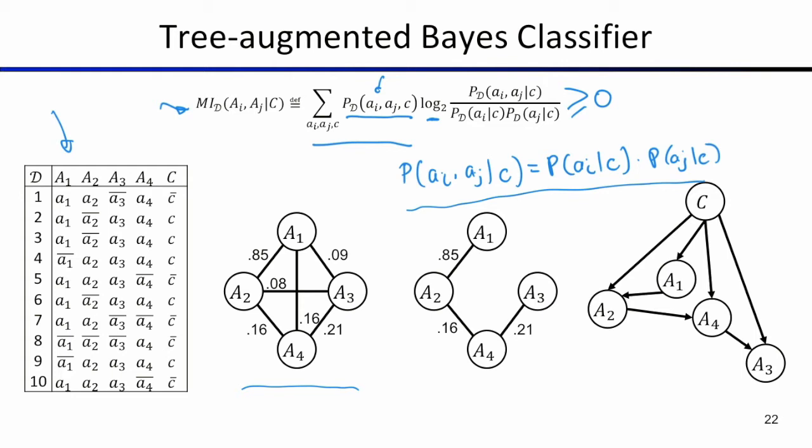The second step is to compute the weights, and the weights are exactly the conditional mutual information. So the conditional mutual information between A1 and A2 here is 0.85, and it comes from this table here. It is just applying this equation that looks very daunting, very complicated, but we can boil it down to some probabilities. So we estimate all those probabilities from this data here and compute the equation. So it's going to be 0.85 here and 0.16 here and so on. We have to compute this conditional mutual information for every pair of variables.